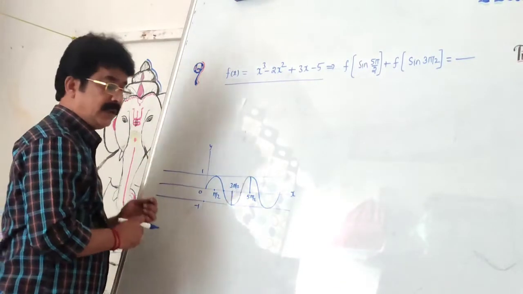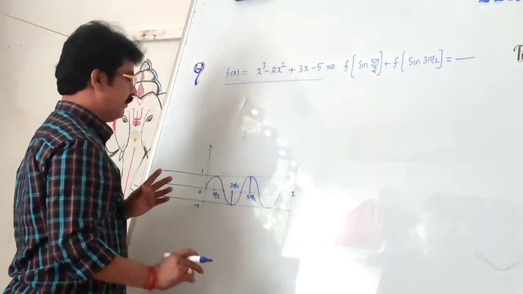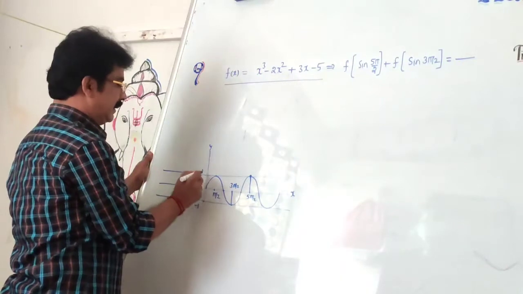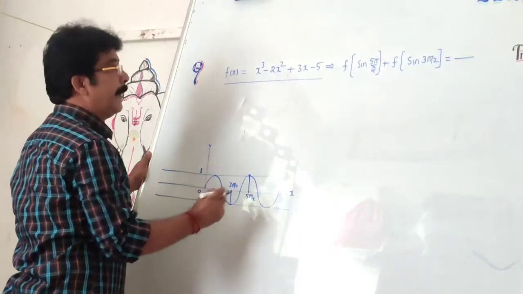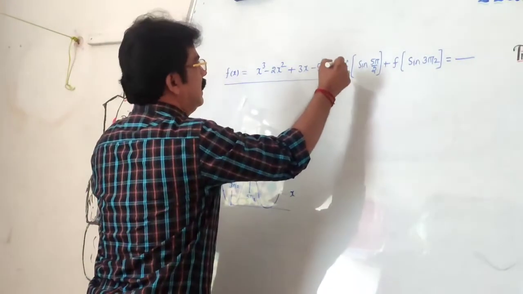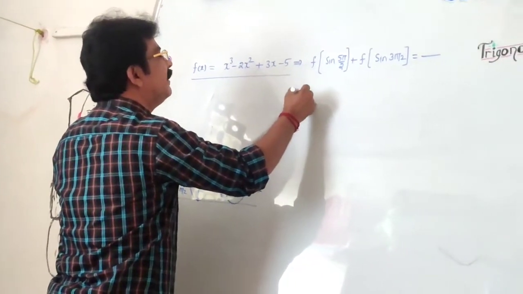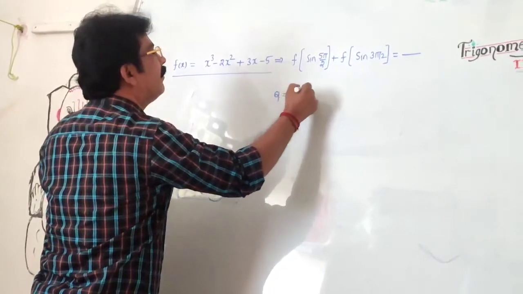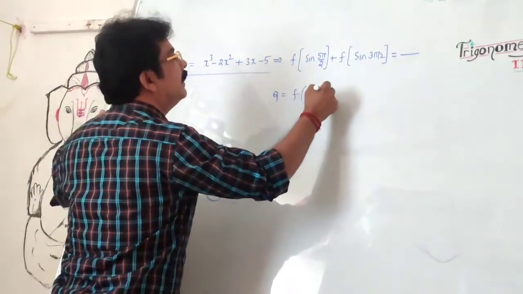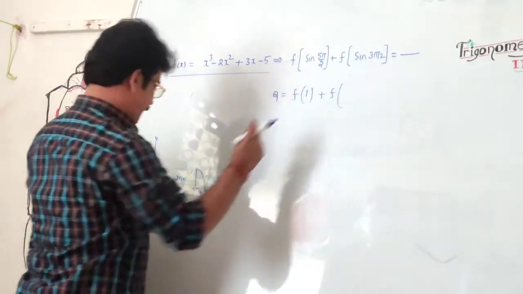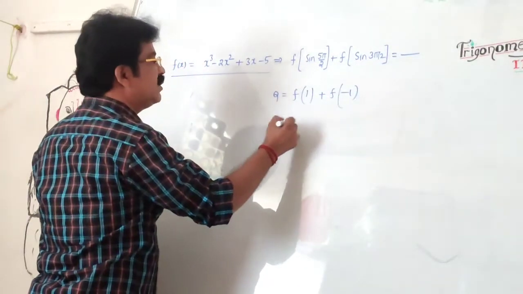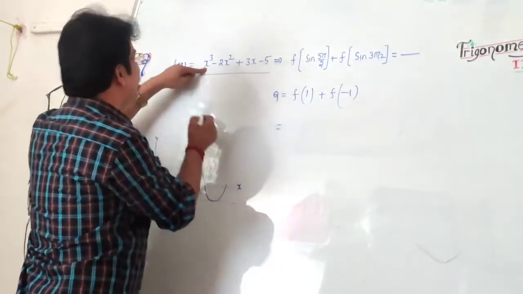It is better to use the graph of sin x. So therefore, sin of 5 pi by 2 means plus 1, the maximum value. Sin of 3 pi by 2 means it is minus 1. So therefore, this question is equal to f of sin of 5 pi by 2, which means f of plus 1, next f of sin of 3 pi by 2, which means f of minus 1.